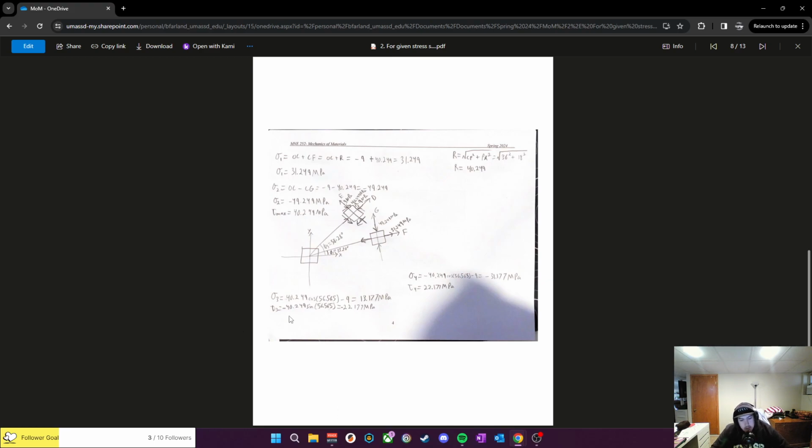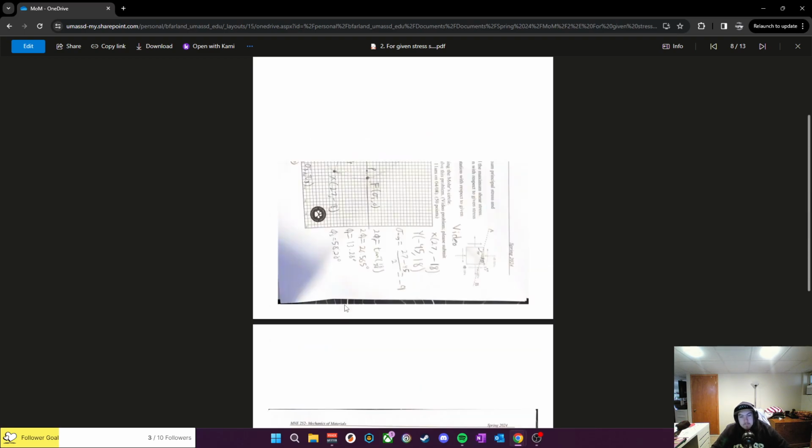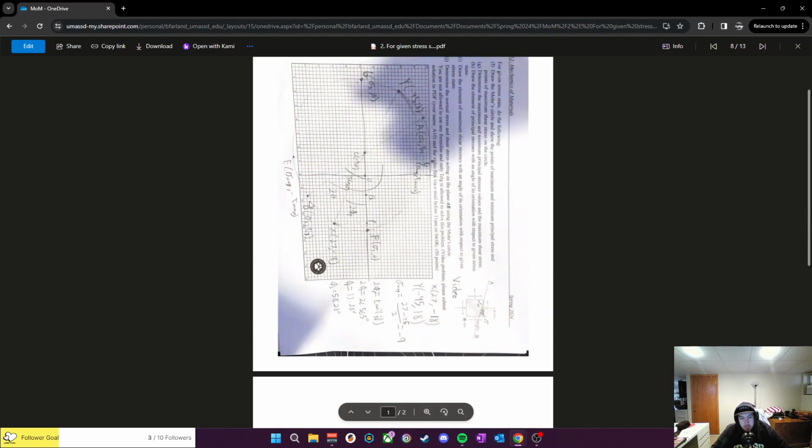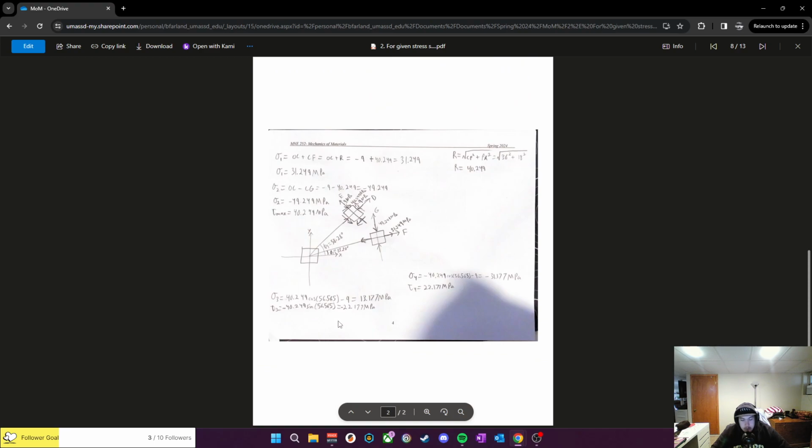The shear stress for B over here is negative 40.249 times the sine of 56.565, which is equal to negative 22.177 megapascals.